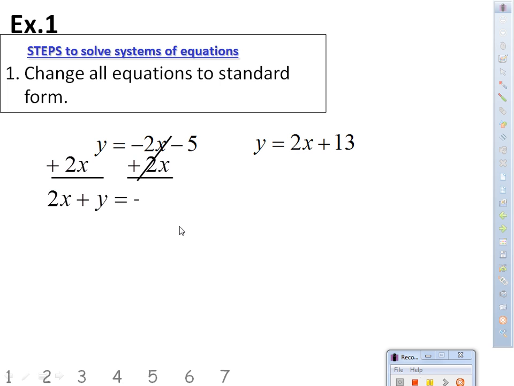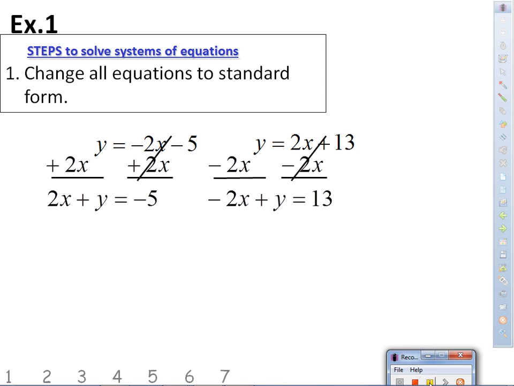Are we there so far? This one's already in standard form. Look at this one. To get rid of the 2x, I need to subtract 2x. Subtract 2x, so we're left with negative 2x plus y equals 13. Copy that, please. So step 1, change into standard form. Did we do that? Step 2, it says eliminate one of the variables by adding or combining.